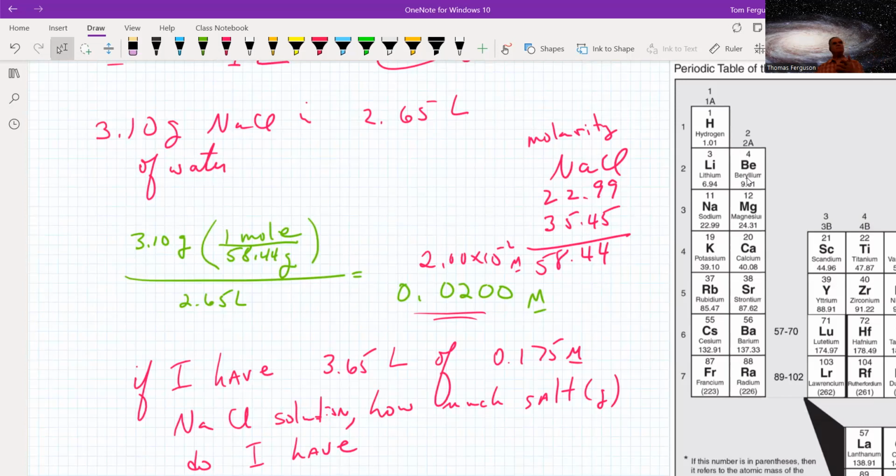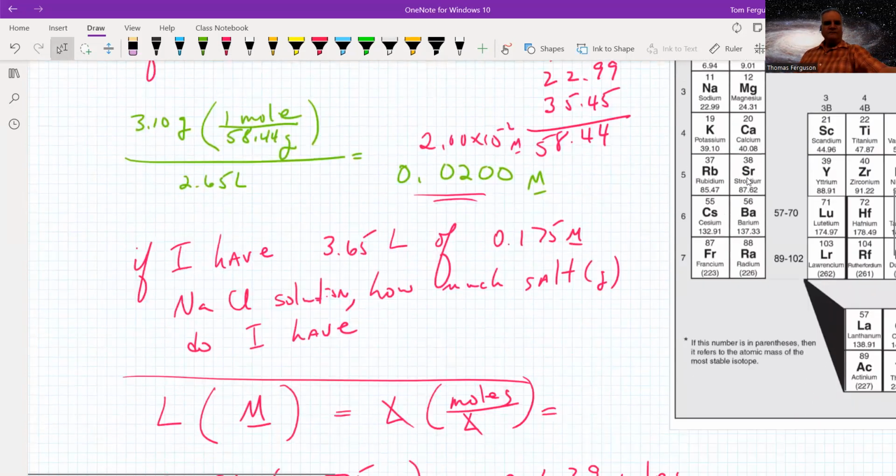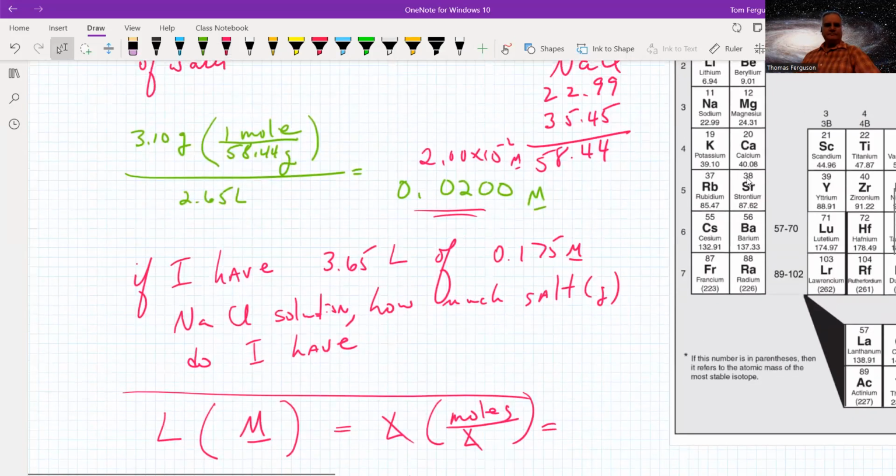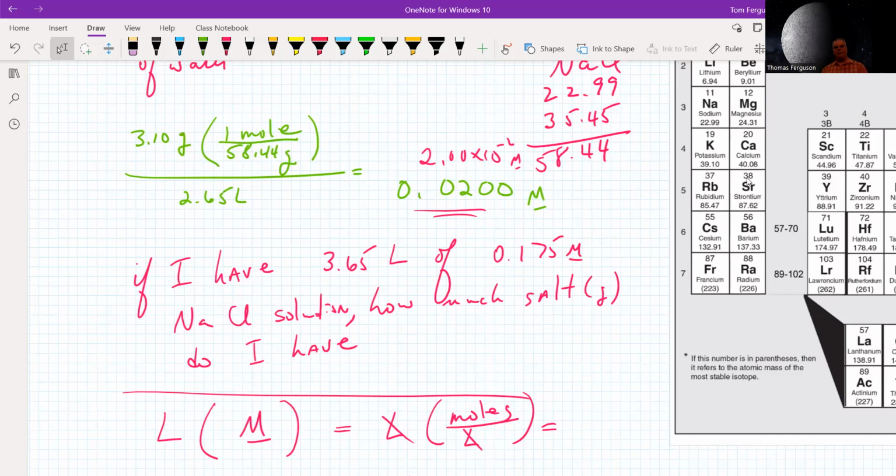I've got so many grams, so much water. What's the concentration? What if I tell you we have 3.65 liters of 0.175 molar sodium chloride? How much salt do I have? This would be like a problem the stockroom would get. On the work order, it says make 14 liters of 2.8 molar hydrochloric acid. How do you make it?